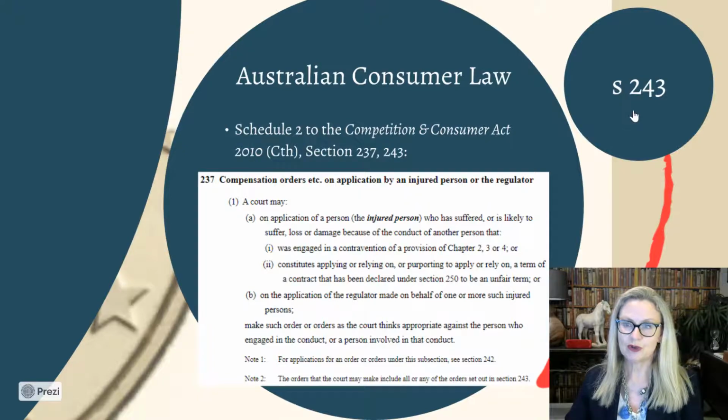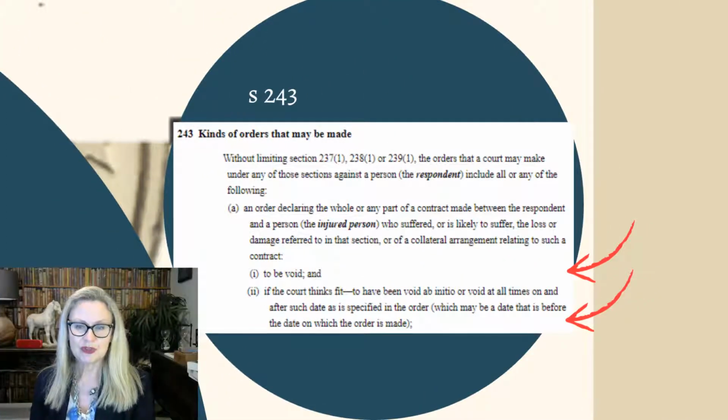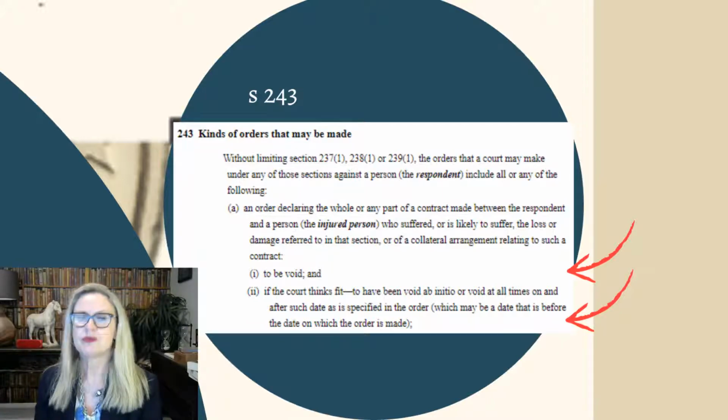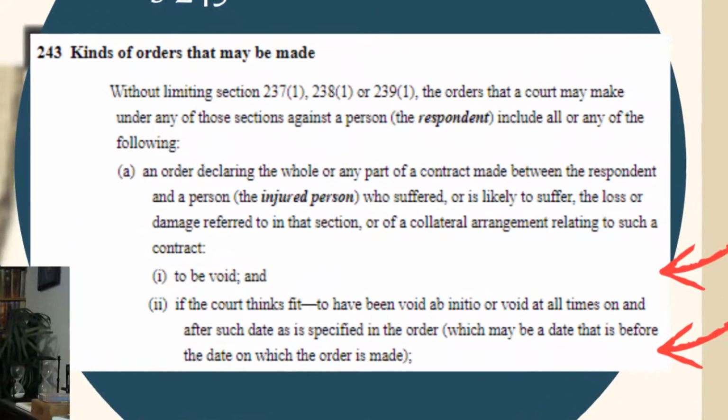So then you've got to wander over to Section 243, and that tells you all of the orders that can be made. Now, in terms of rescission, there's a stack of great orders that a court can make that are quite nifty and can be tailored to fit the circumstances quite well. But just in terms of rescission that we're talking about right now, you'll see I've got the red arrows there.